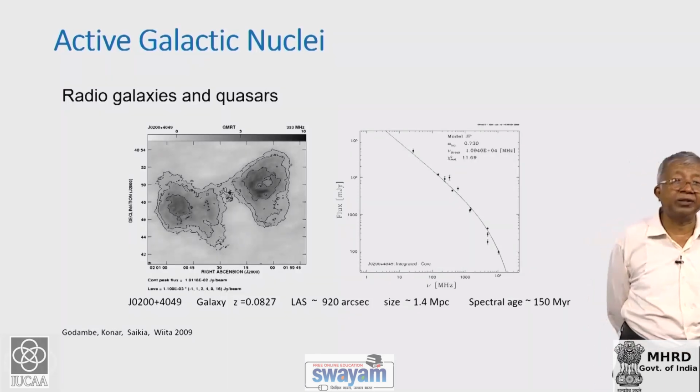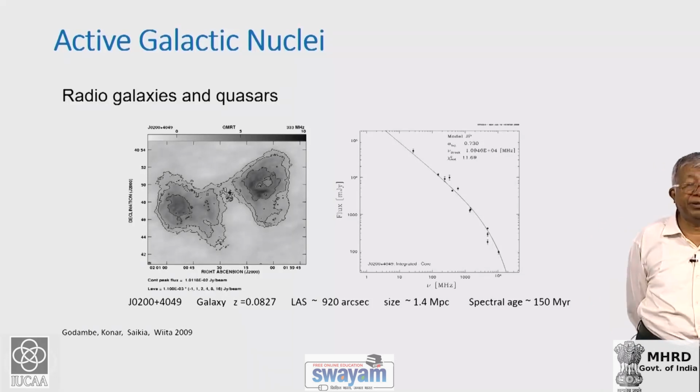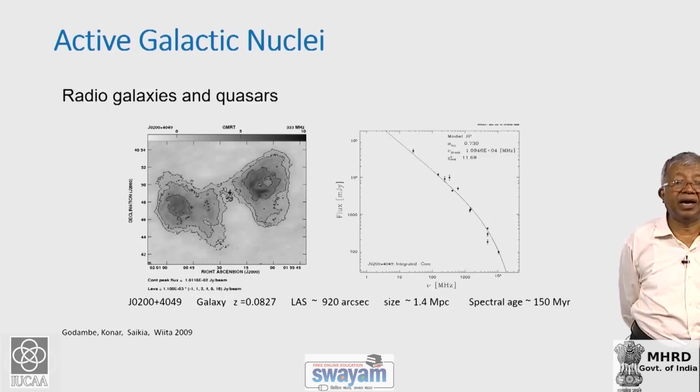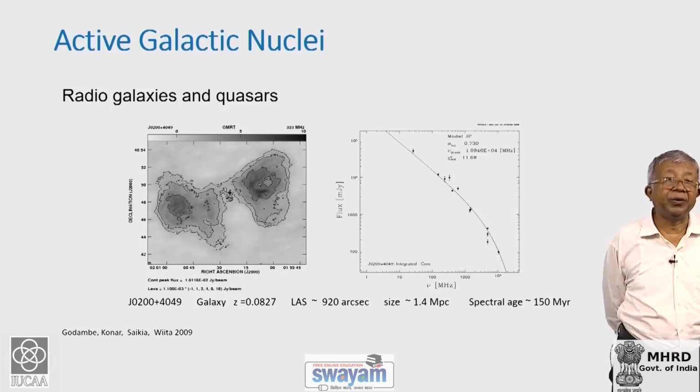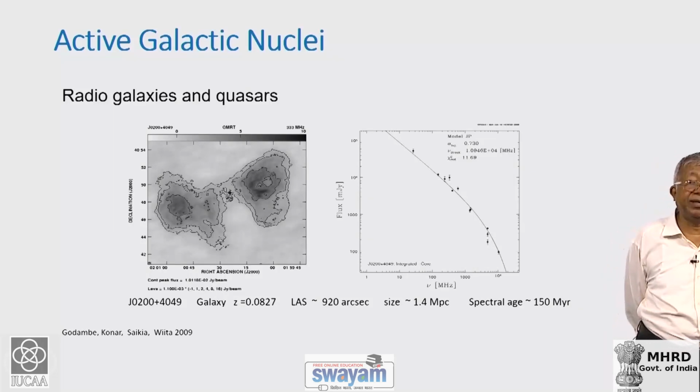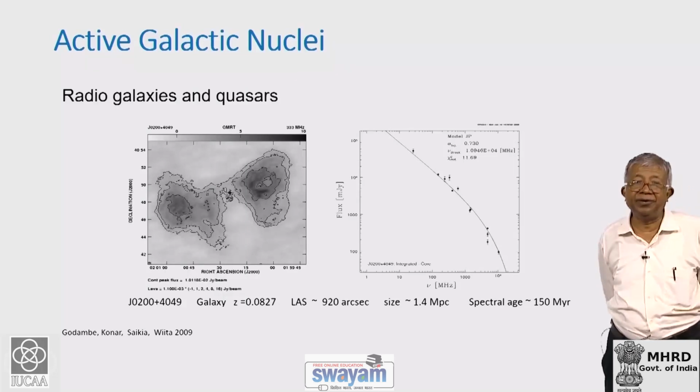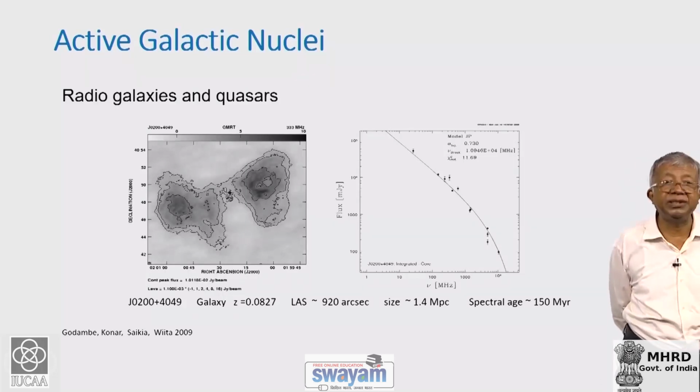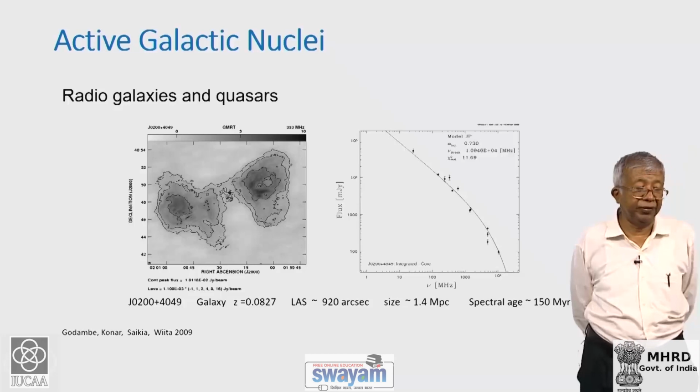It is as though the hotspots have not been fed with energy, and if they are not fed with energy, these high energy electrons are going to keep radiating away, and they are going to age, and they are going to steepen, because the high energy electrons which are radiating at high frequencies will continuously get depleted, leading to a steepening of the radio spectrum.